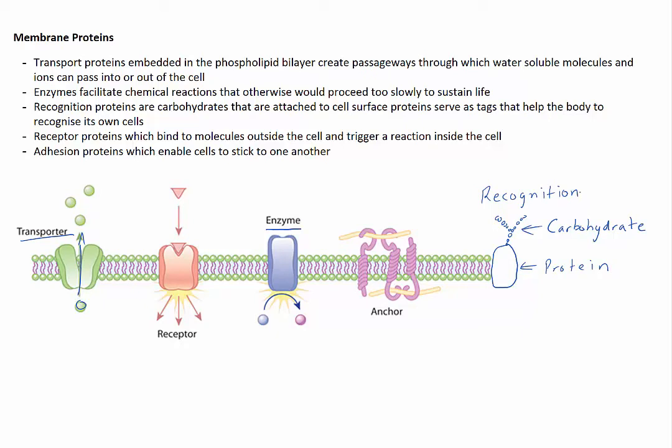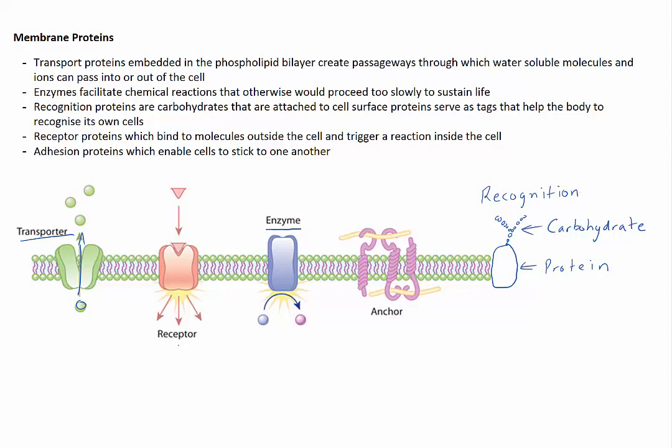Recognition proteins are unique to each individual. They act as markers called antigens, which allow the immune system to distinguish between the body's own cells and foreign invading cells. And the immune system attacks cells with unfamiliar antigens on the surface, which is why transplant recipients often reject donated organs.